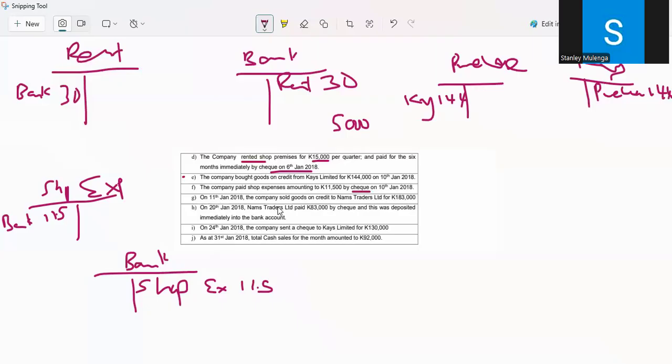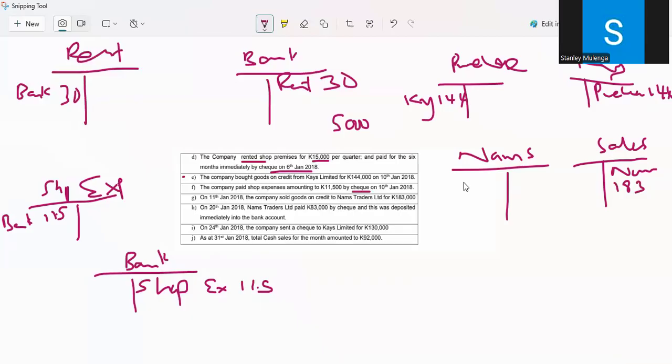Then on the 11th, the company sold goods on credit to NAMS Traders for 185. So who is NAMS? Our debtor. All debtors have a debit balance. Then here we sold goods, sales have a credit balance, right? So here it's NAMS, how much? 183. Then here we're debiting NAMS with sales of 183. It's actually 83, not 183. Okay.